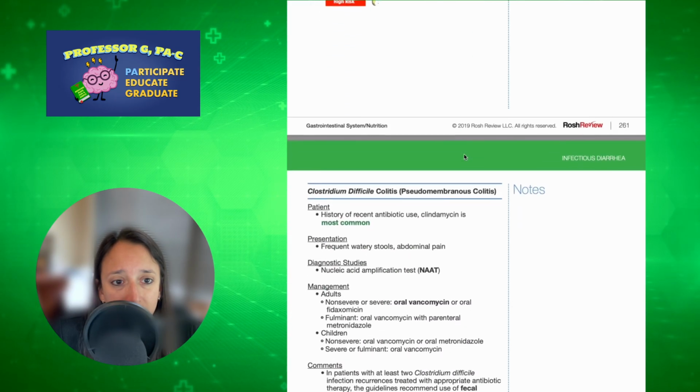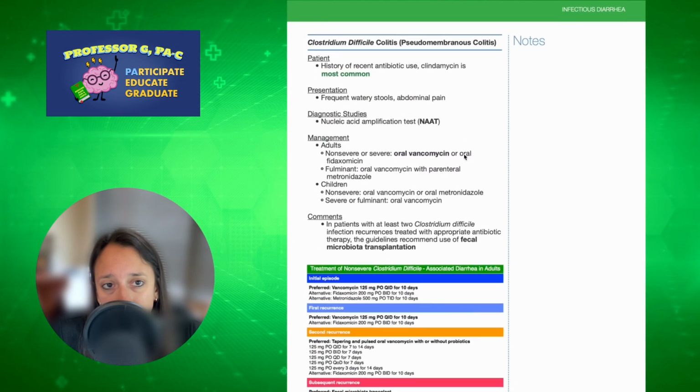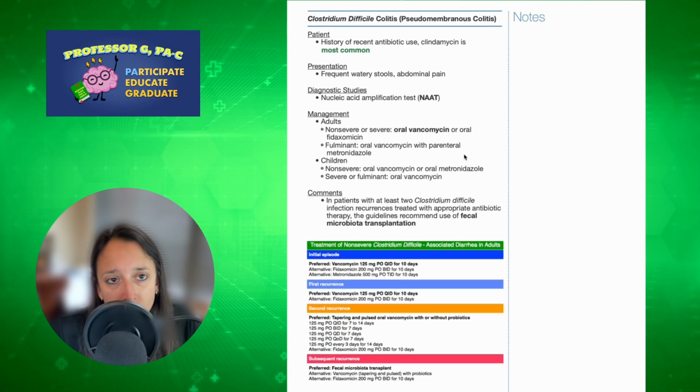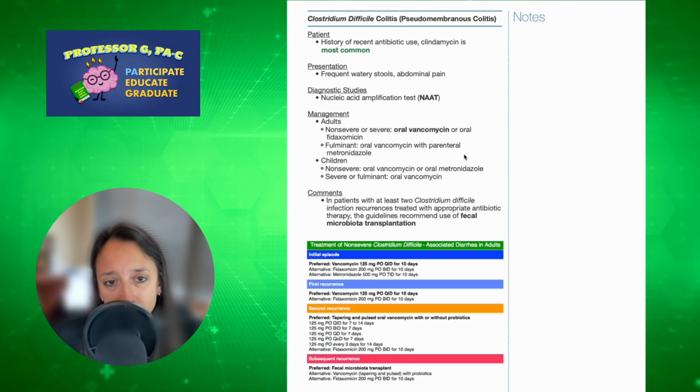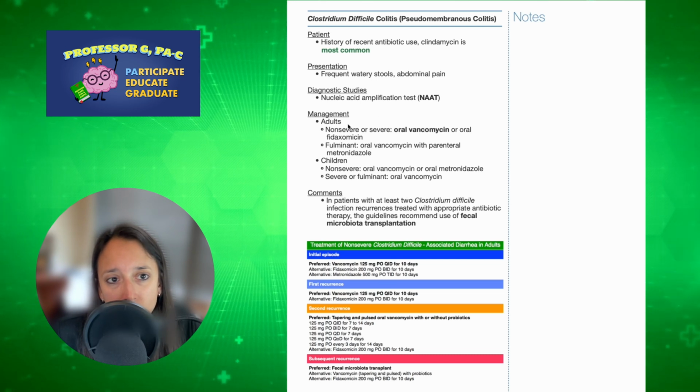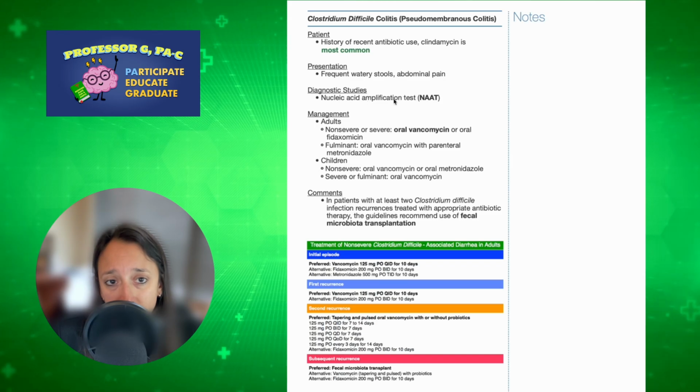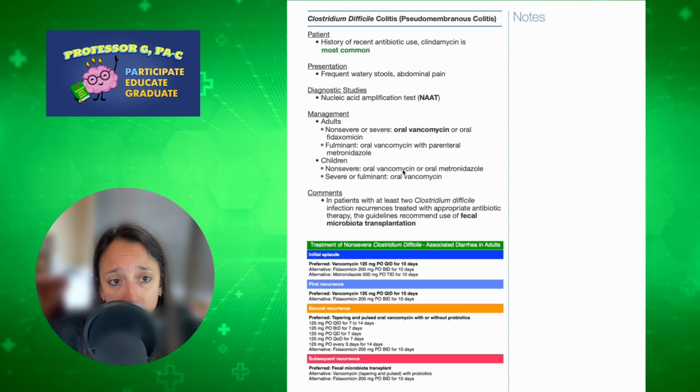And let's see. C. diff. So we talked about that a little bit. C. diff is most often caused by recent antibiotic use. Clindamycin is most common, followed by beta-lactams. Frequent watery stools, very, very foul smelling. We can do the nucleic acid amplification test, or NAT, to diagnose it.